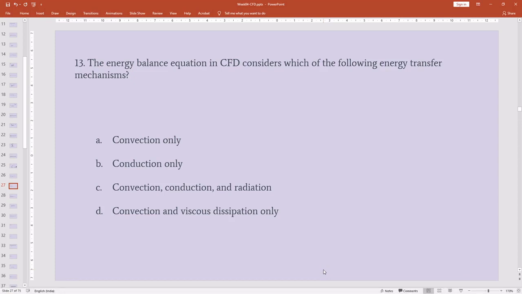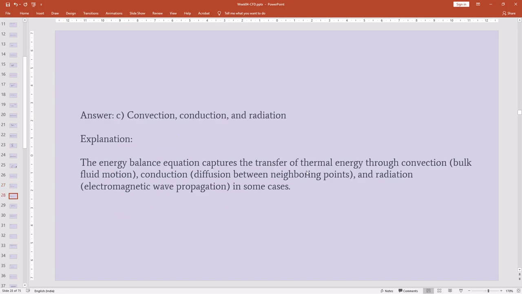Okay, it's not convection, conduction, and viscous dissipation. We have already seen that we mostly neglect the viscous dissipation term. But the answer is convection, conduction, and radiation. So we can simulate all three, convection, conduction, and radiation, with CFD simulations.